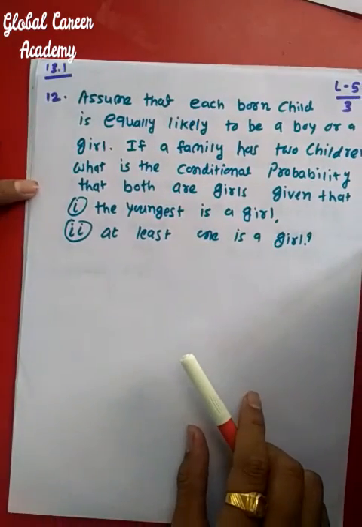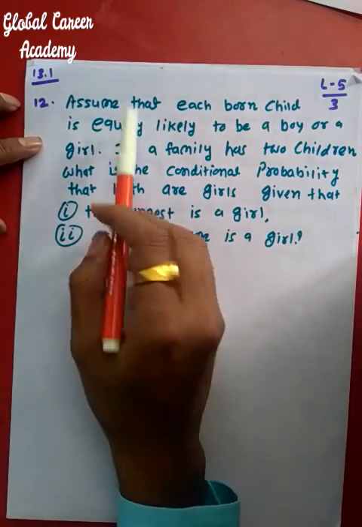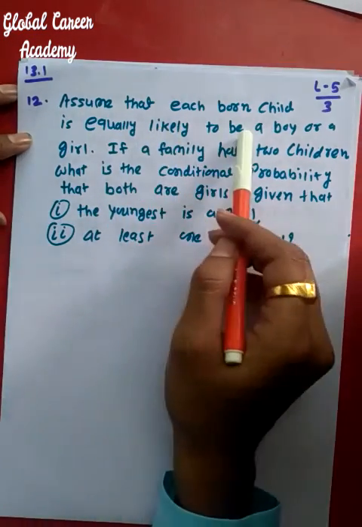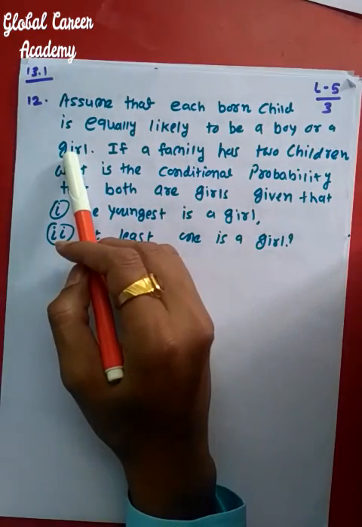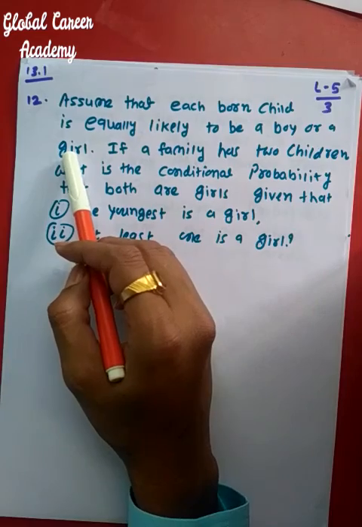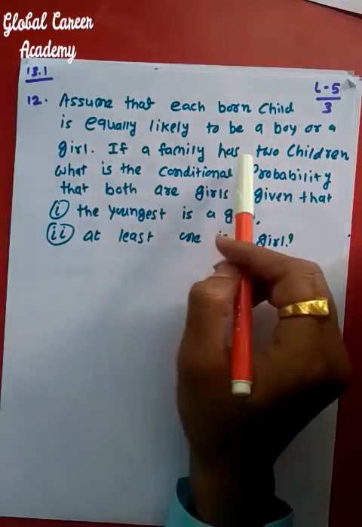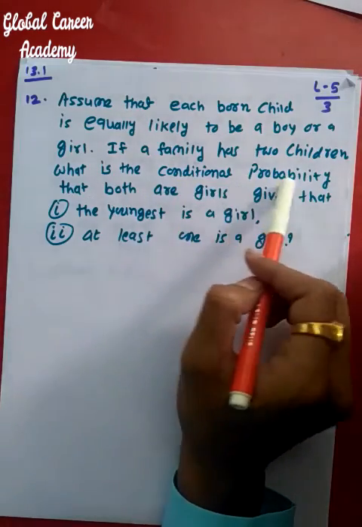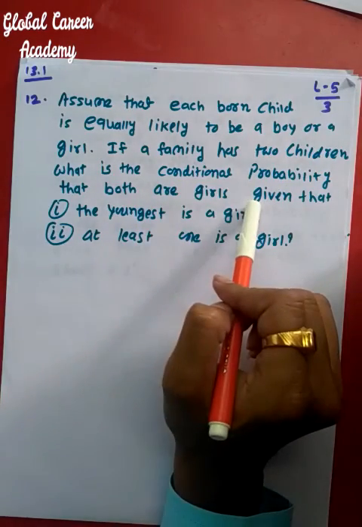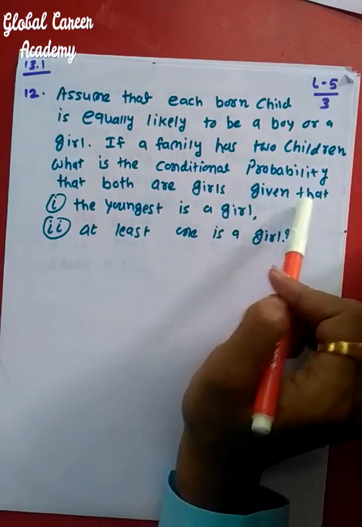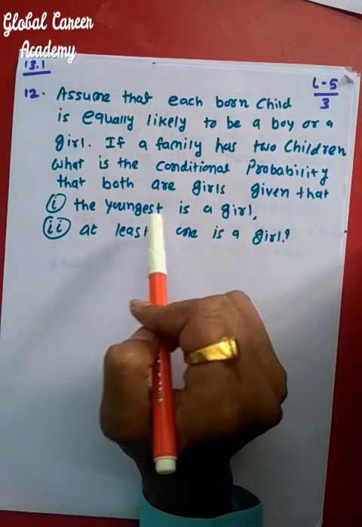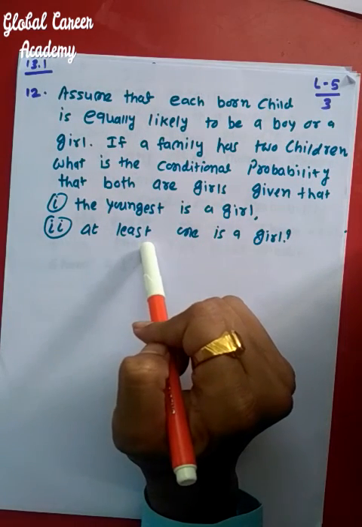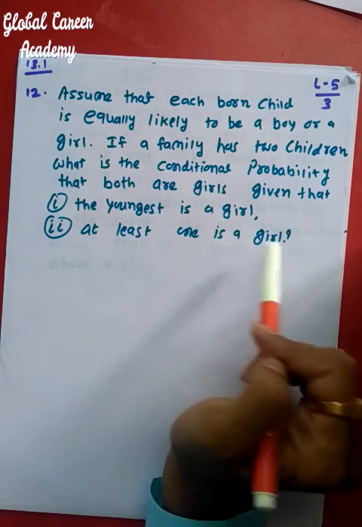Next is 13.1, question 12, that is, assume that each born child is equally likely to be a boy and a girl, both have the same probability, that is 0.5 and 0.5. If a family has two children, what is the conditional probability that both are girls given that? And then two cases are provided. First one is the youngest is a girl and second one is at least one is a girl.